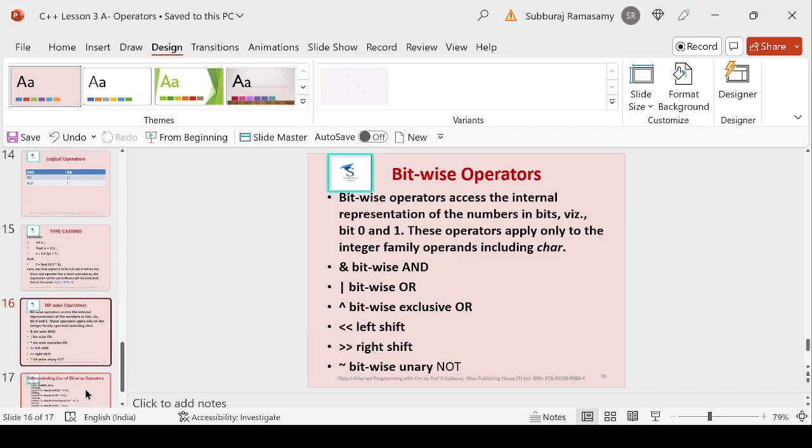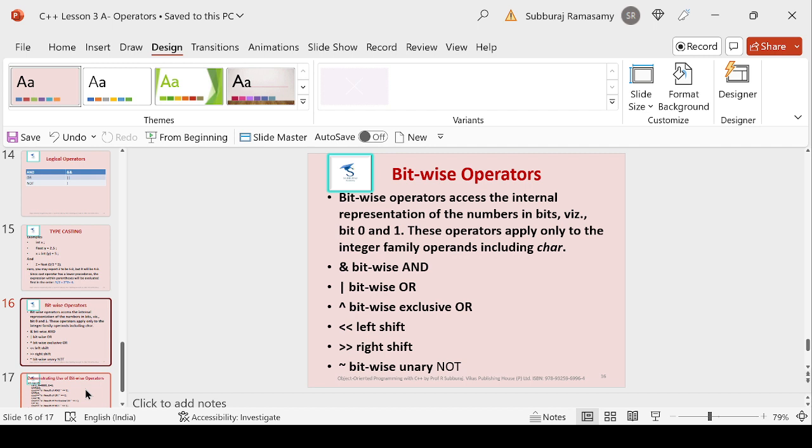So we looked at logical operators, and the last type of operators, bitwise operators. There is a difference between logical operators and bitwise operators. Logical operators check two expressions, whereas bitwise operators access the internal representation of numbers, in bits. Logical operators don't look at the internal representation; they look only at the external representation.